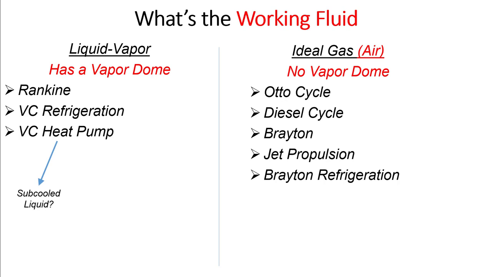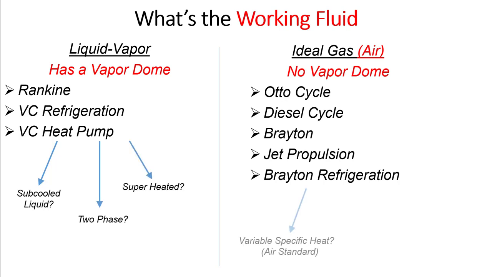So when I have a vapor dome, this question of what's the working fluid is really always a two-part question. When I have a vapor dome, I need to know what's the phase of my working fluid. Is it a subcooled liquid, a two-phase mixture, or is it superheated? And if it's air, I need to know, how am I going to model the air? Am I going to model it as having a variable specific heat where I have to look numbers up on a table? Or am I going to model it as constant specific heat where I can use something like m dot times Cp delta T to find the change in specific enthalpy?